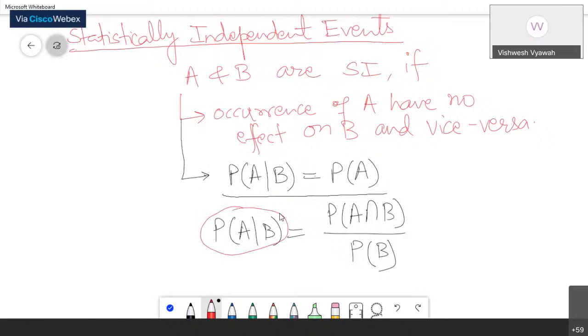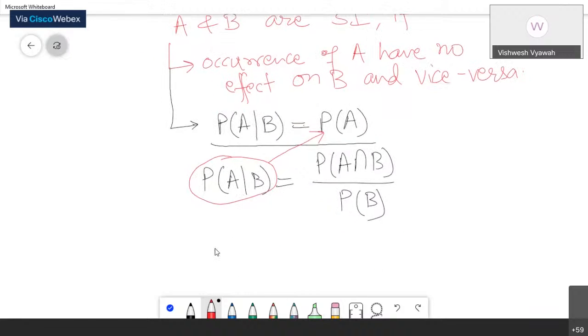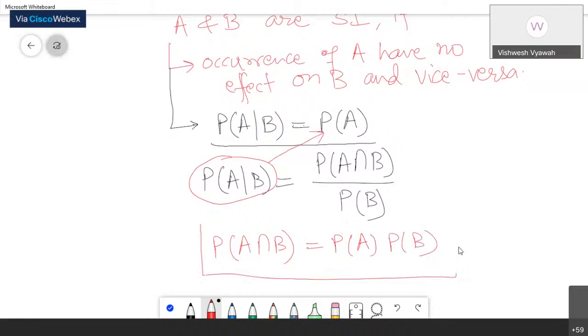This is basically equal to this. So if I substitute this here, what I get is probability of A intersection B is equal to probability of A multiplied by probability of B. This is an important condition for statistically independent events. Please note.